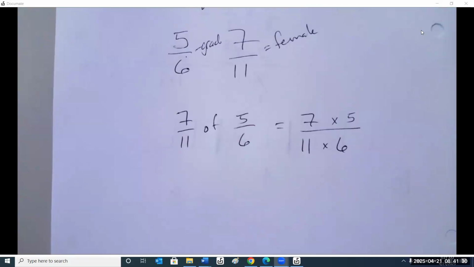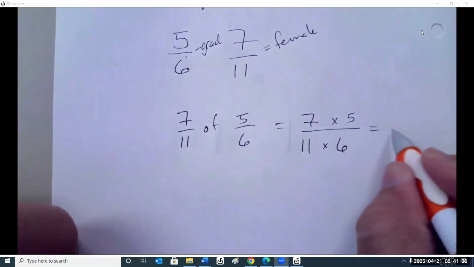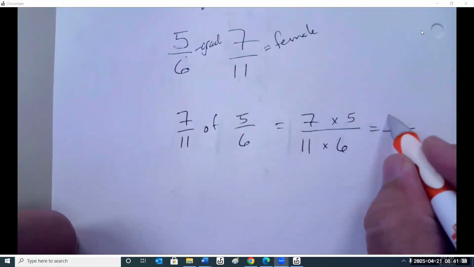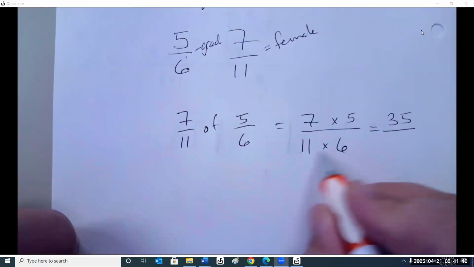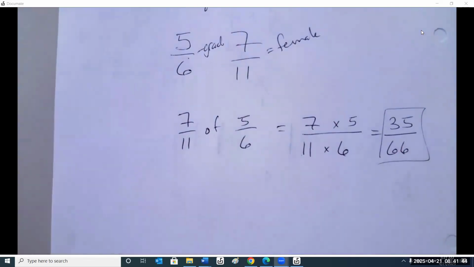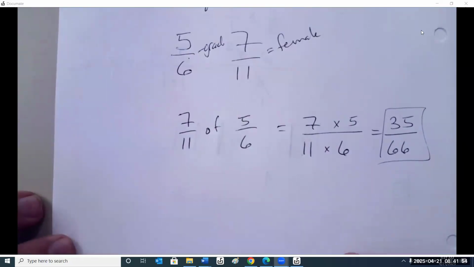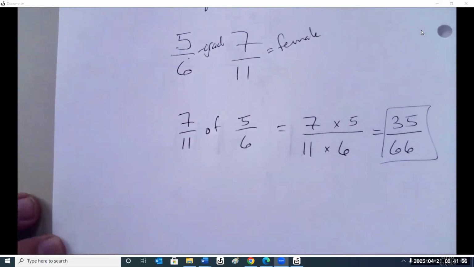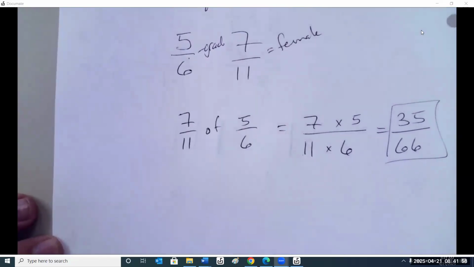Can anything cancel? No, because 11, 7, and 5 are all prime numbers. 7 times 5 is 35. 6 times 11 is 66. So 35 out of every 66 people graduating are female. Pretty good? Easy? All right.